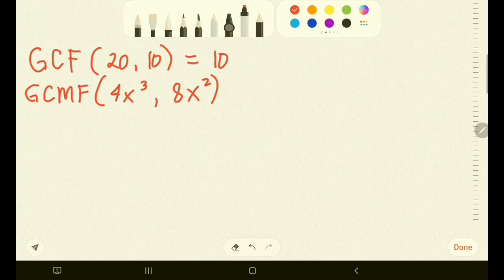Instead, we're going to use GCMF. G is for greatest, C for common, M for monomial, F for factor. M is just the new word here. So GCMF is the greatest common monomial factor. A while ago, we used the listing method in finding the GCF of 20 and 10. Here, we can do that also.